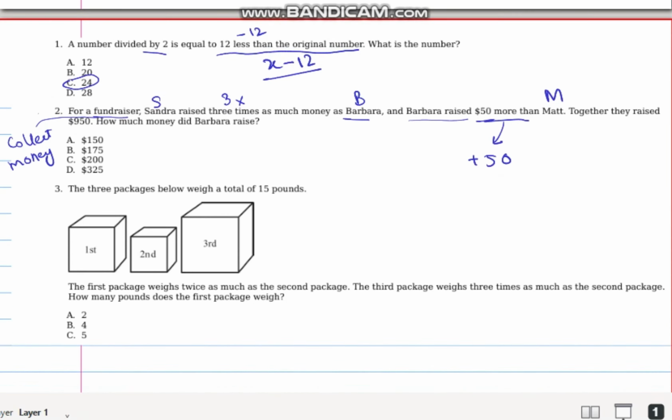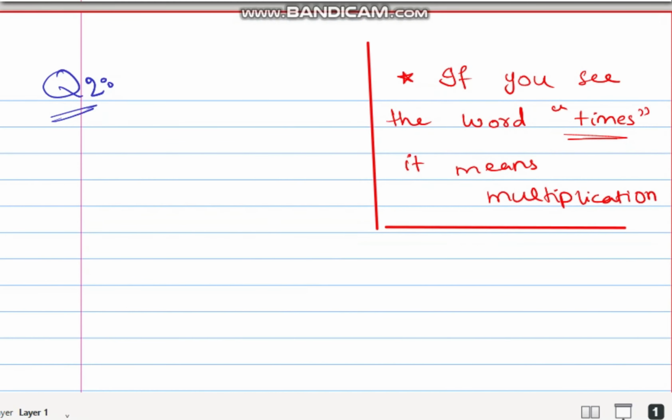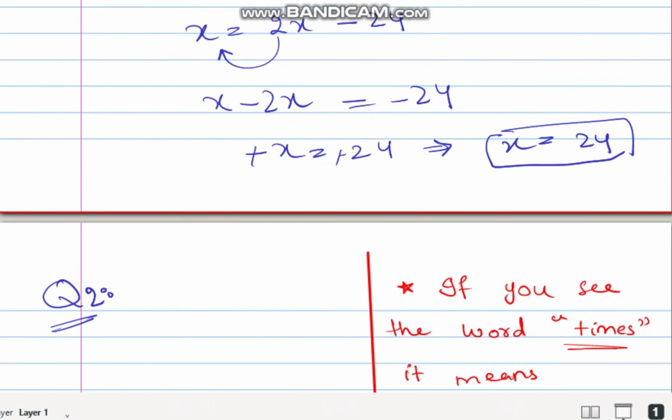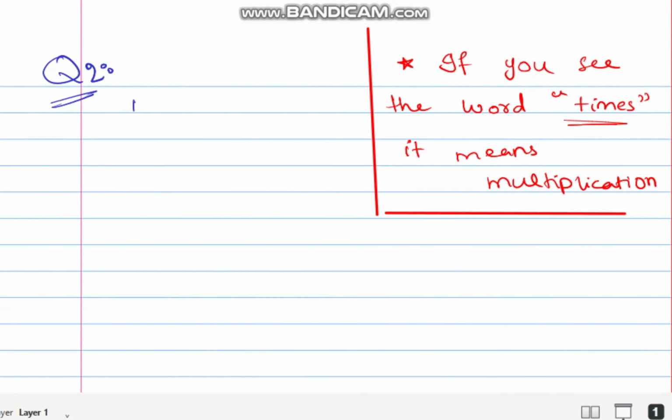Okay, so I am writing the governing equations. First of all, for the fund raised by Matt, you will first write the lesser one among all these. Sandra raised three times Barbara, this means that Sandra's money is three times Barbara's. Who is the least? It is Matt. Now I will write Matt's money, the fund raised, as M.